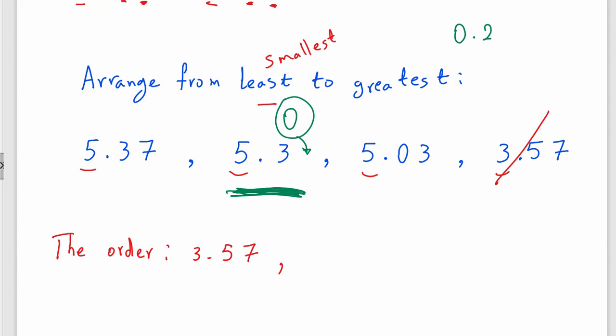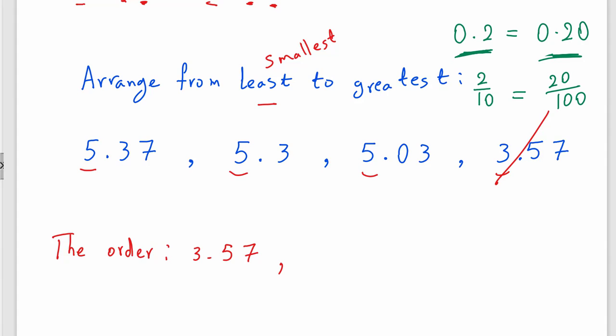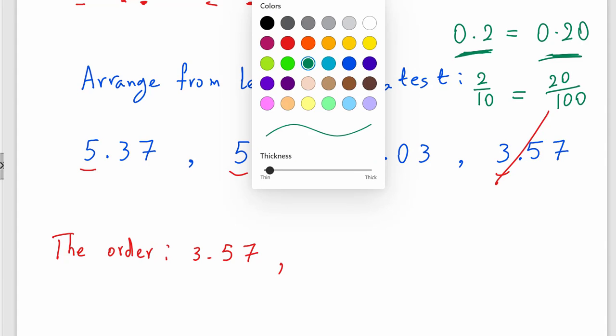0.2, for example, it's the same as 0.2 and add the 0. So 2 tenths is the same as 20 hundredths. We discussed that before, because 2 tenths is 2 over 10, and 20 hundredths is 20 over 100, and they are the same. So in this case, I will add the 0, and let's go ahead and continue.